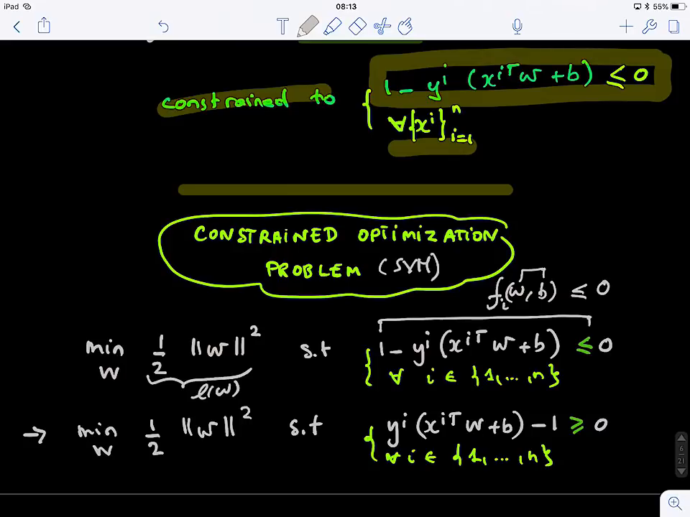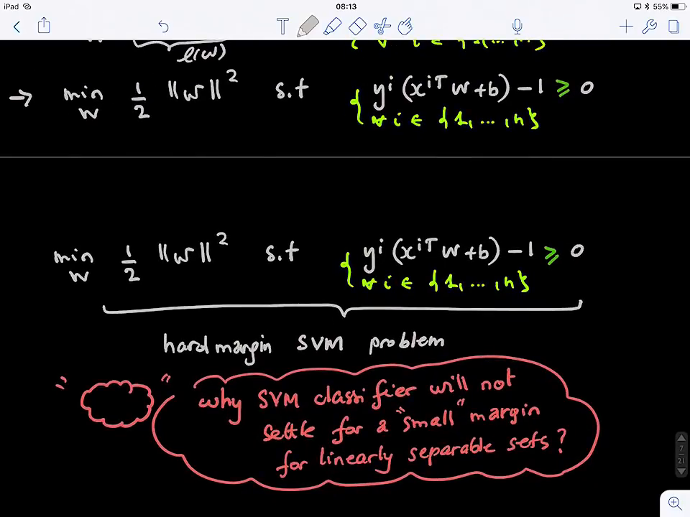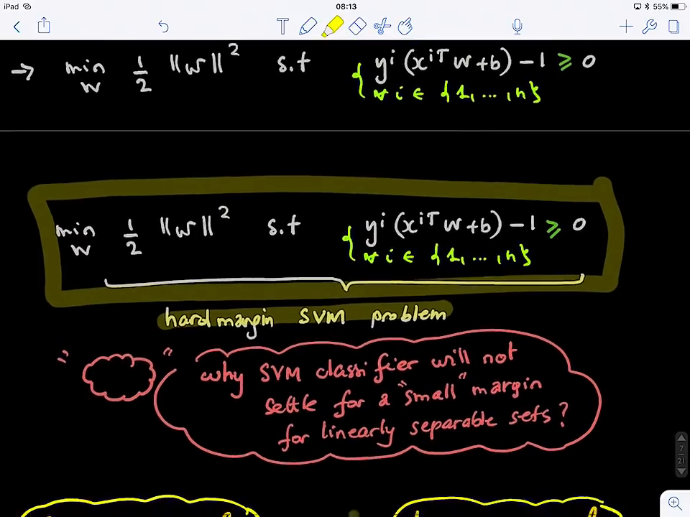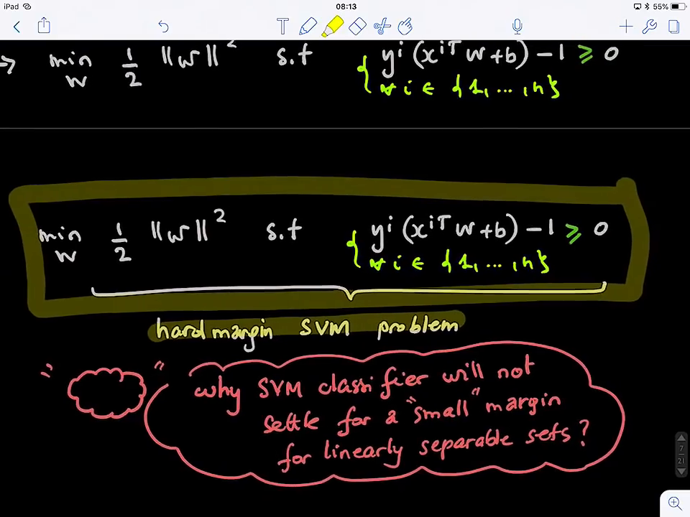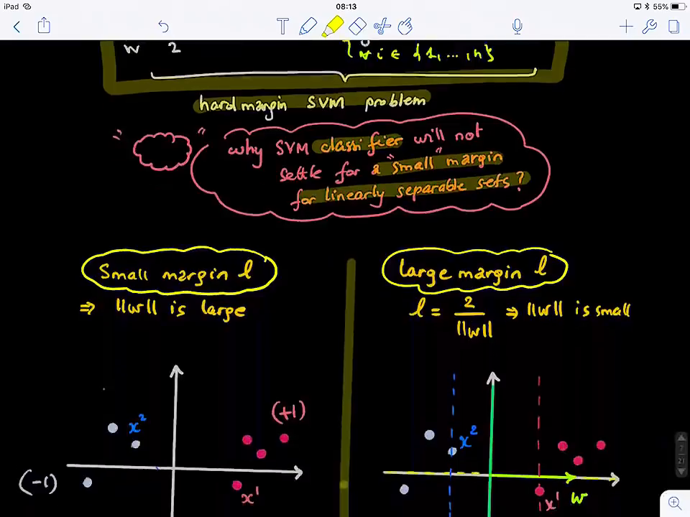Great. Getting to this point, now we want to look at this question. This is what we call the hard margin SVM problem. We will look at two different cases and try to understand why the SVM classifier will not settle for a small margin for linearly separable sets. Why will it not stop at a small margin? If it can still maximize it, it will maximize it. So let's look at these two cases.